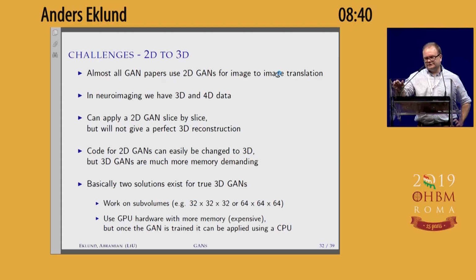It's pretty easy to change the code from a 2D GAN to a 3D GAN, but the memory consumption will really increase a lot. So you more or less have two options: to work on sub-volumes or to buy a better computer. So the few papers that have used 3D GANs, they work on sub-volumes, and then they do the translation for one sub-volume at a time. Training the GAN is what takes the most time, but once you have trained it, you can run it on the CPU for the actual translation.